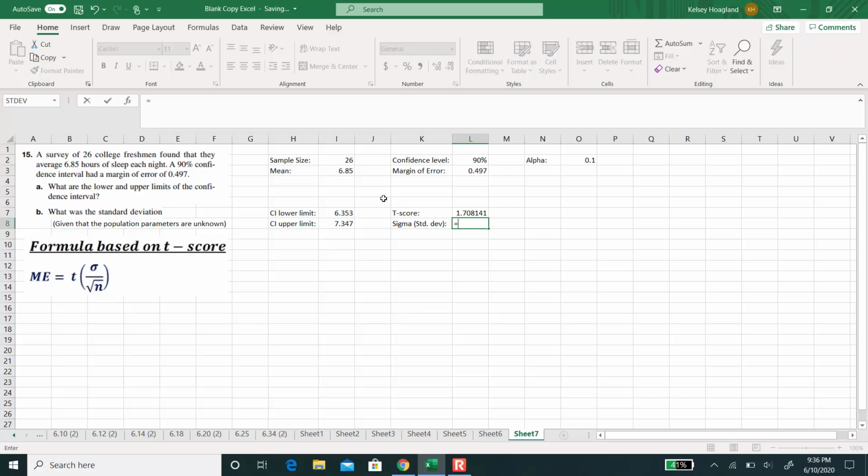So we take our margin of error, and we're going to be multiplying by the square root, and in Excel that's SQRT, the square root of our sample size. And then we're going to divide that by t. And we get 1.484. So that is how you find your confidence interval and standard deviation when the population parameters are unknown.